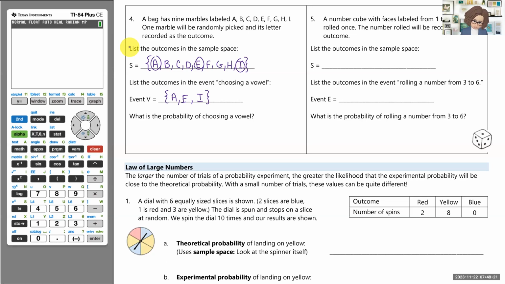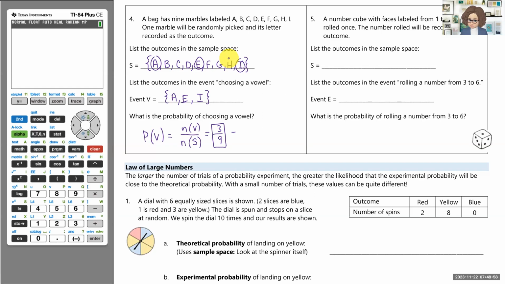All right, and then we're going to switch to probability. So what is the probability of choosing a vowel? So P of V, probability of that event. So our classical probability or theoretical probability would say, look at the number of vowels as our numerator and divide by the number of possible outcomes in our sample space. So in this case, we have 3 vowels and we have 9 possible outcomes. So 3 over 9. And that is a perfectly acceptable answer.